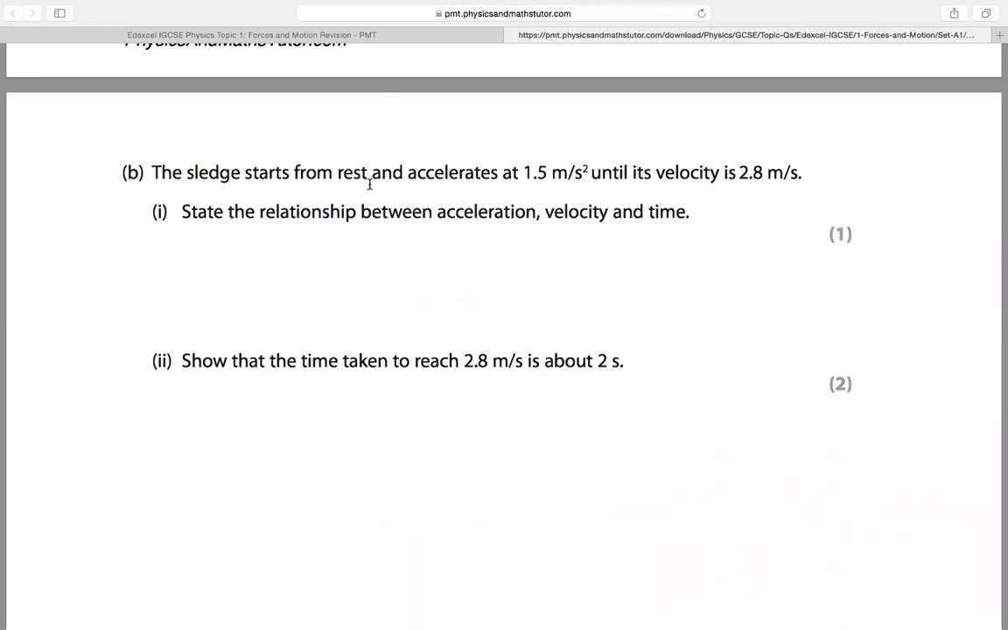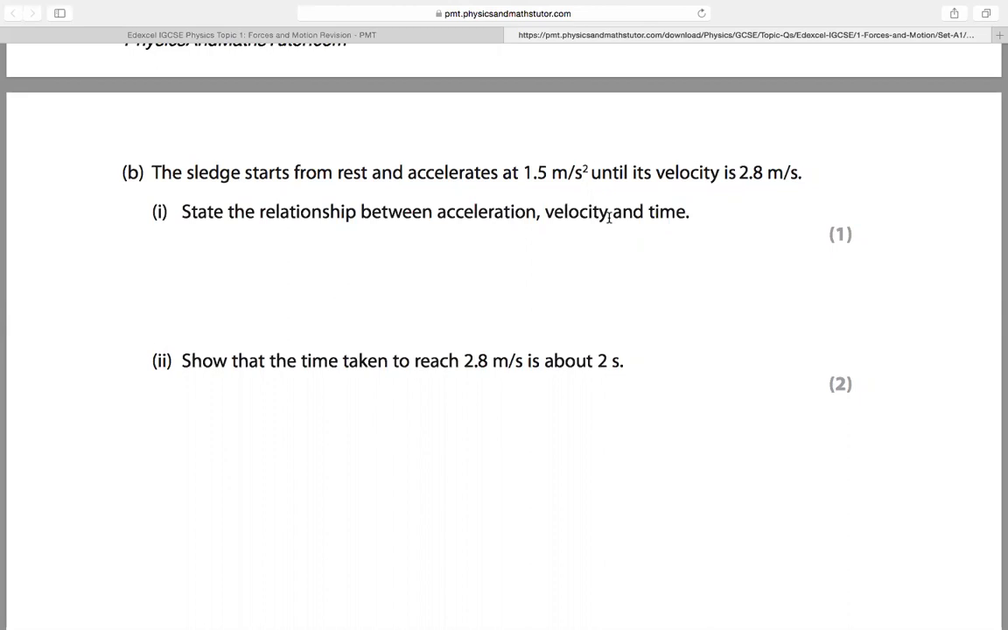Okay, so it says the sledge is starting from rest. That means starting at 0. Rest means haven't moved yet. And then it accelerates at 1.5 meter per second until its velocity is 2.8. So from 0, it went to 2.8, accelerating at 1.5 meter per second. State the relationship between acceleration, velocity, and time.